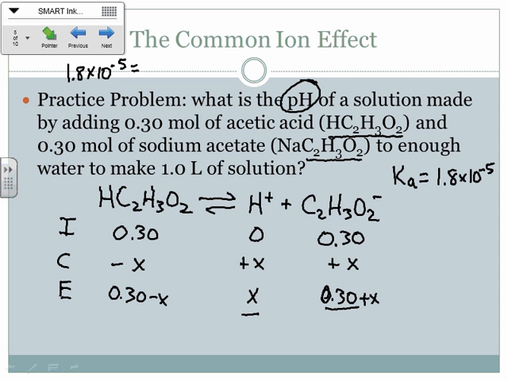So we end up with 0.30 times x divided by 0.30, which is kind of nice, right? Because all we have to do here is just cancel these two out. And we've got our x. So x is equal to 1.8 times 10 to the negative fifth, okay?